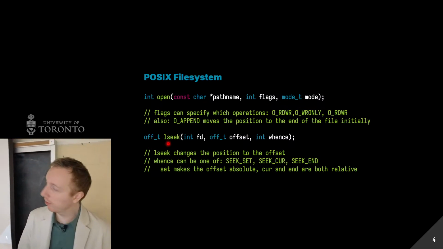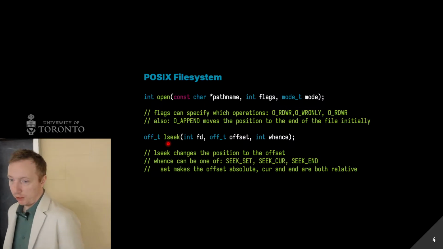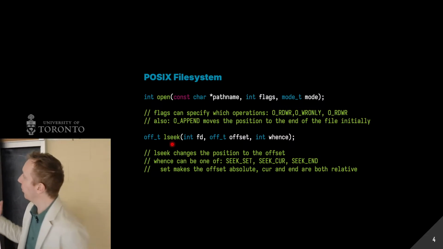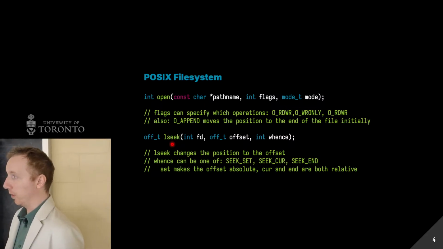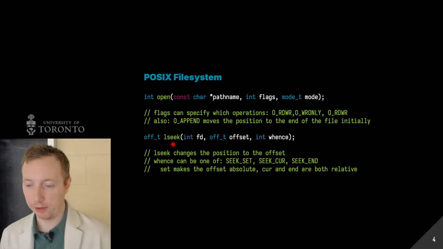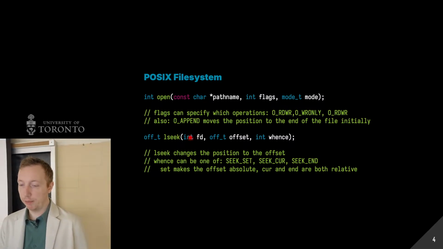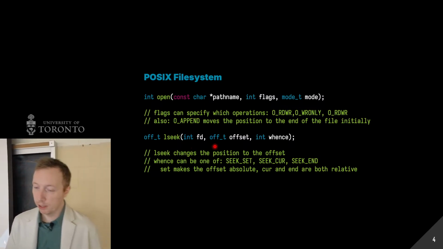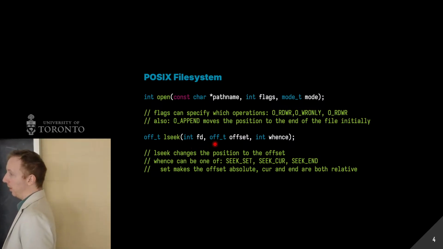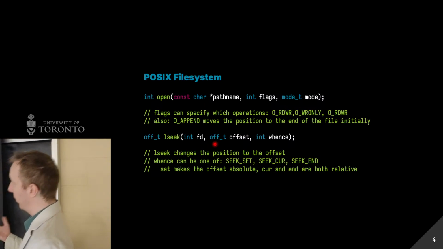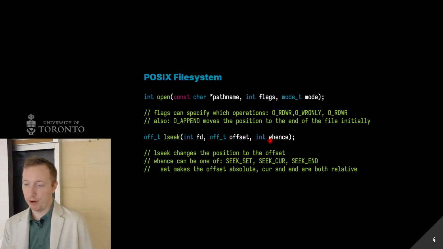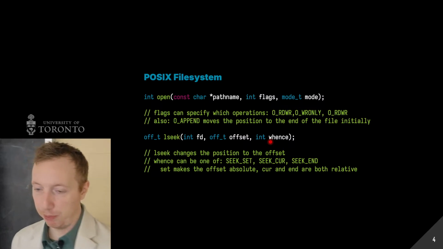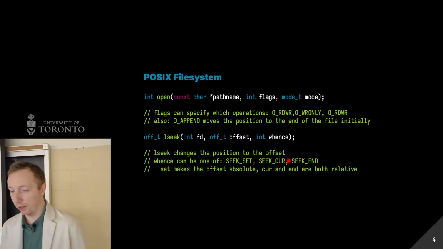The new system call is lseek. Open returns a file descriptor, and lseek is a way to change that internal position, the byte you're going to read from or write to next. It takes as the first argument the file descriptor you want to change the position for. The second argument is the offset, which is just the number of bytes. From what? Well, from whence. This whence is an enum, and it can be one of SEEK_SET, SEEK_CUR, and SEEK_END.